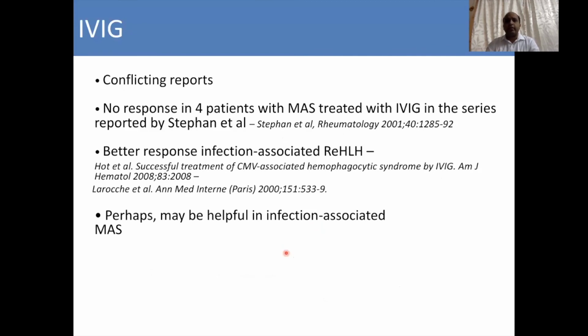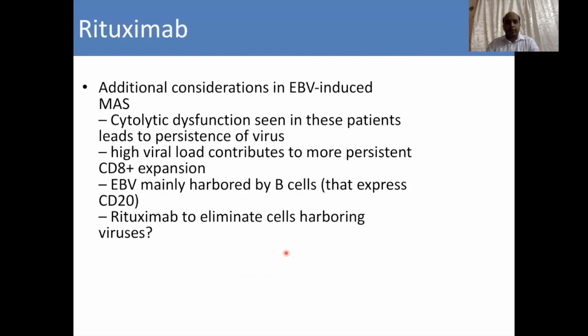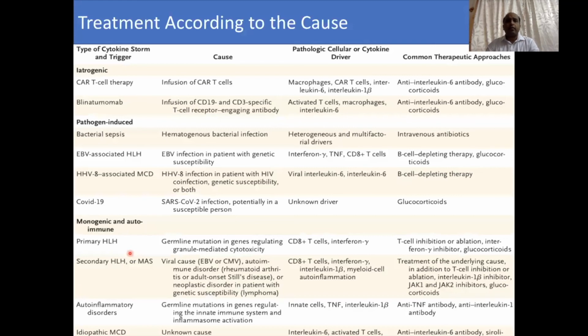IVIG has conflicting results, but it has mostly helped in infections related to macrophage activation syndrome. So whenever there is high procalcitonin or any blood culture is showing infection, then you can go with IVIG. And rituximab you can consider in EBV-associated MAS, because EBV is mainly harbored by the B cells which express CD20. So rituximab mainly eliminates the cells harboring the virus, because unless you remove the virus-infected cells, there will be constant activation of the macrophages. So treatment according to the cause.